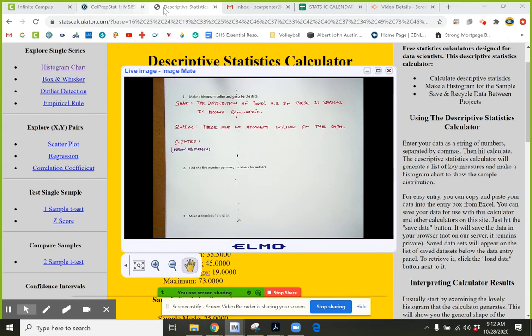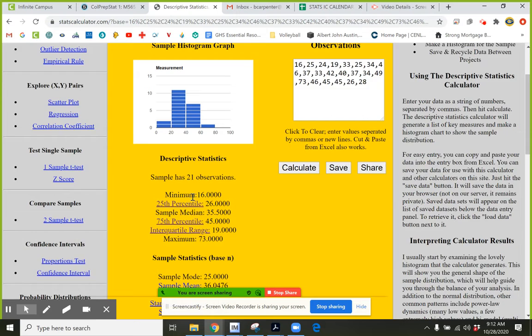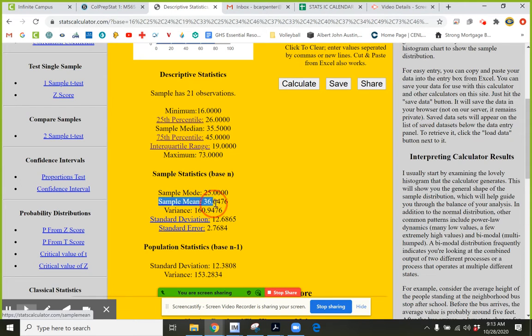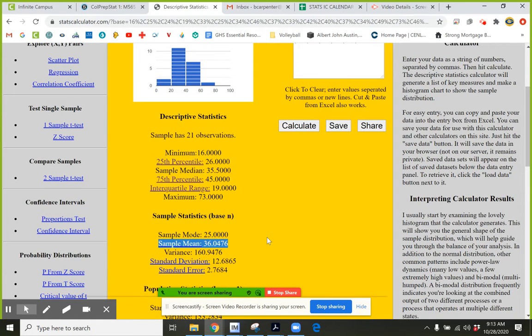So if you go back and you look at our descriptive statistics website, right here, see the word median? It's given. It's 35.5. Right down here, sample mean, 36.047. So why not just say both, right? And so I'm going to write down, you can write this down as well, the mean number of home runs in a season is, and you just say what it is. The mean was 36.05.